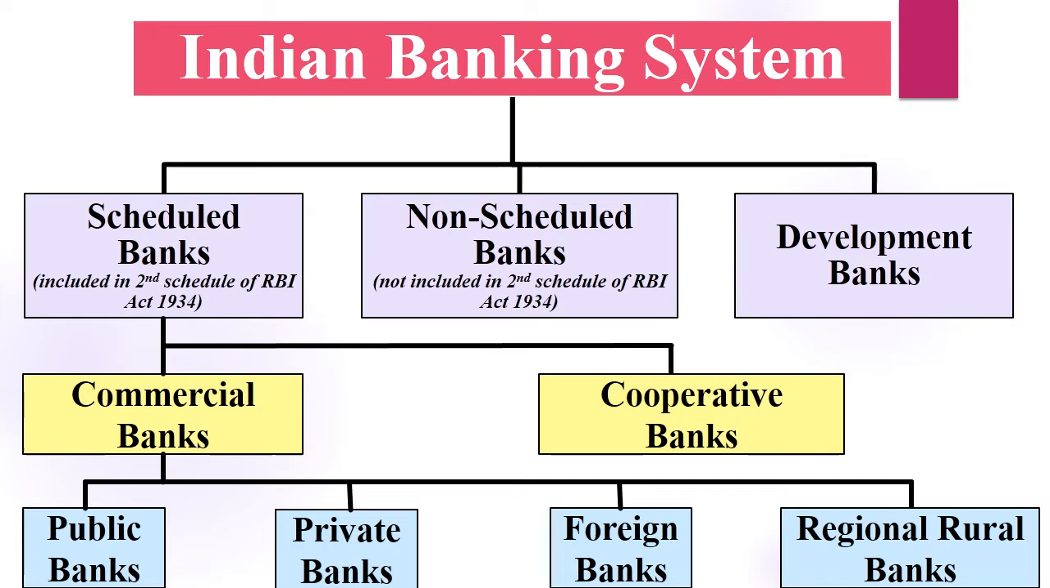On the other hand, the banks which are not included in the second schedule of RBI Act 1934 are known as non-scheduled banks. The non-scheduled banks can only borrow from RBI during any kind of emergencies. And the third type of banks are the development banks. Now we will discuss these types of banks one by one in a detailed manner.